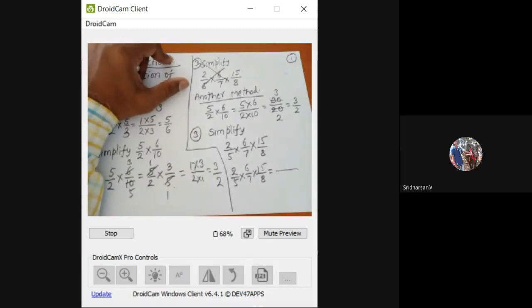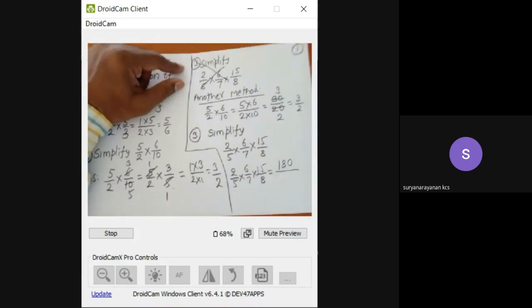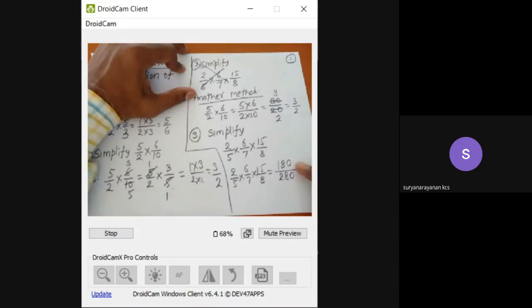Sir, 180. Denominator, tell me, multiply the 3 numbers in the denominator and tell me the answer. 280, sir. Very good, 280. Now, what should we do? Is this a fraction in its simplest form? 180 by 280. Yes, sir, we need to divide.